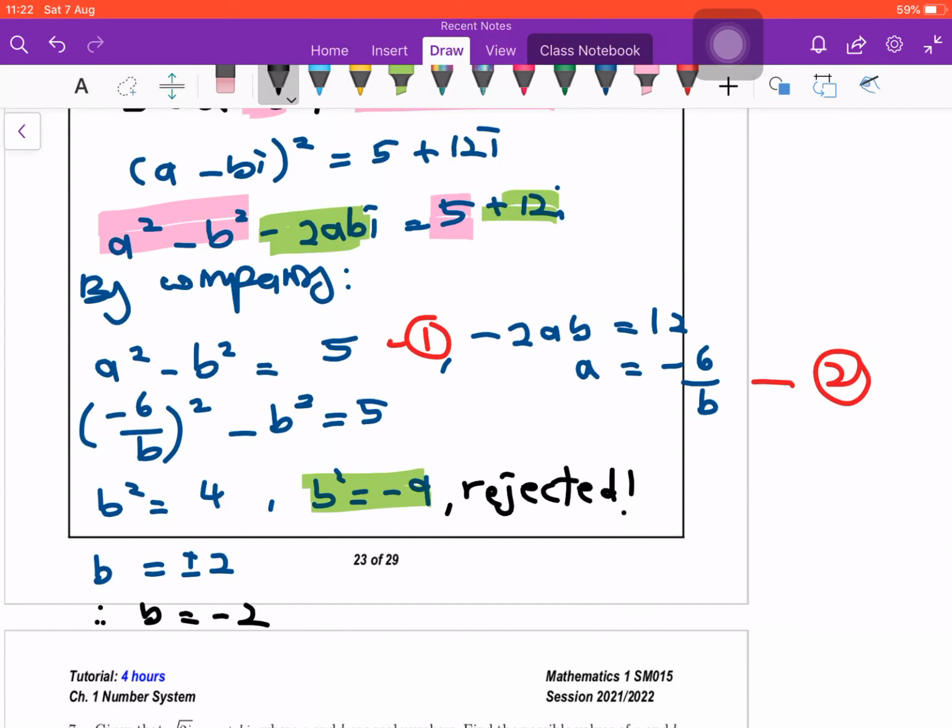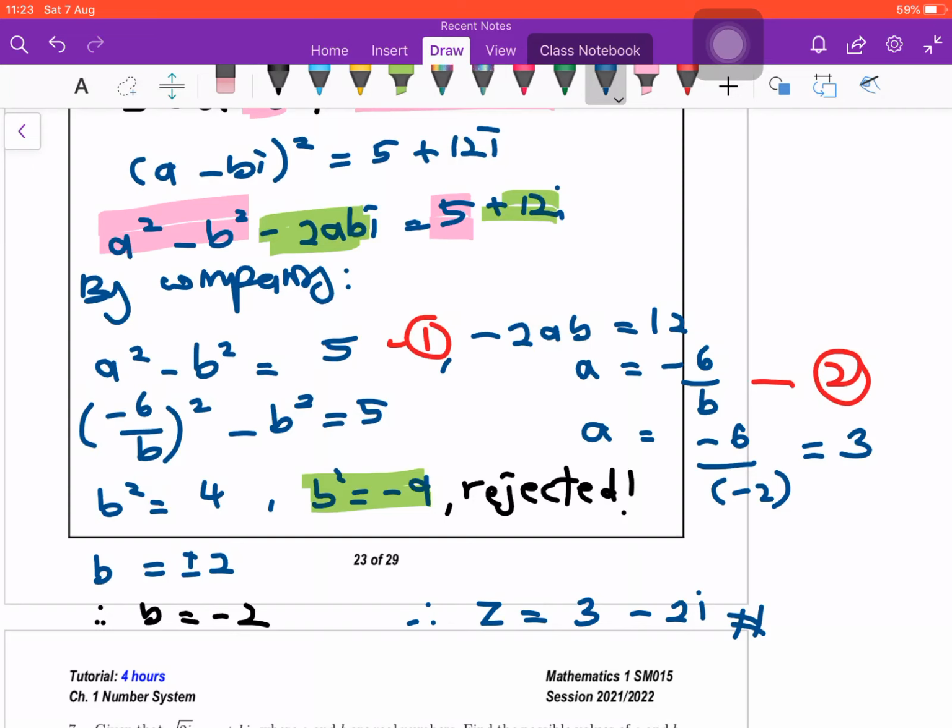So, bila kita dah dapat B equal to negative 2, auto kita boleh cari dia punya A. Substitute saja nilai B ke dalam second equation. Kita akan dapat negative 6 divided by negative 2. So, you akan dapat 3. So, hence, jawapan dia Z bersamaan dengan 3 minus 2i. Okey, dapatlah complex number di mana imaginary part dia negatif.